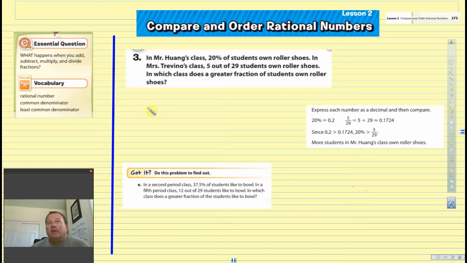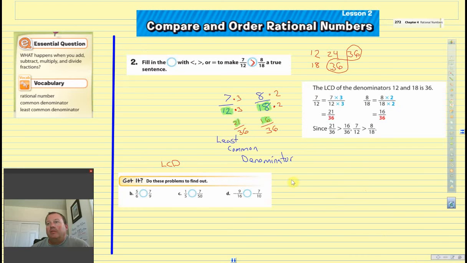So far, we've talked about what a rational number is in the last video. We talked about what a common denominator is. We even talked about what a least common denominator is. What I'm going to do is bring you back. We're going to go backwards a little bit here, and I'm going to show you a couple of things. Let's take this one out, C. I'm going to show you a faster way to do this.